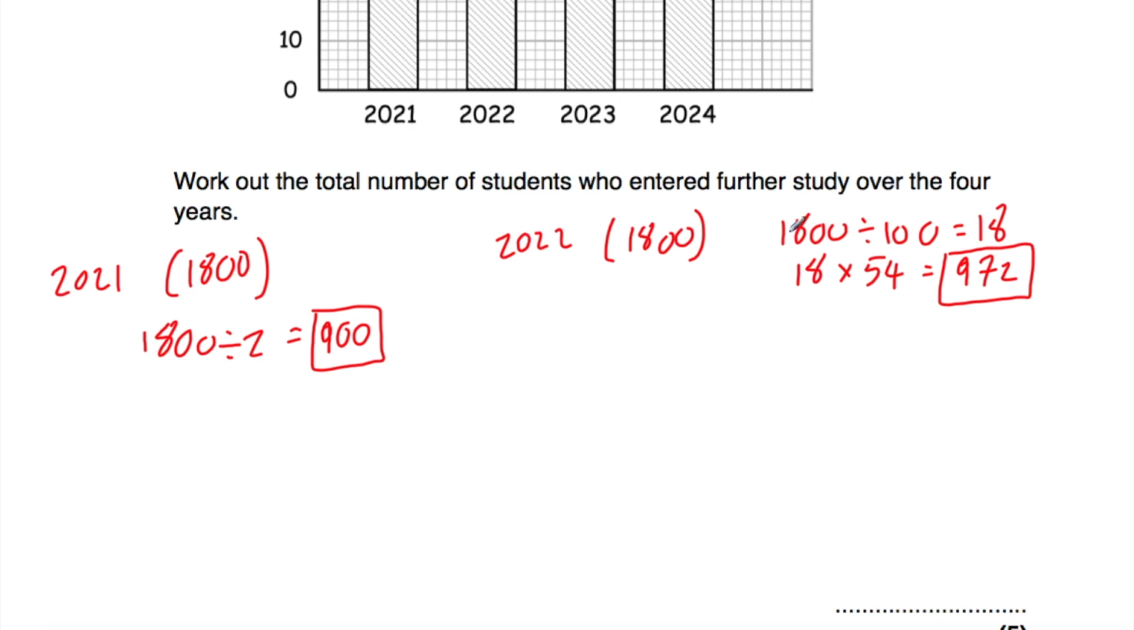An alternative approach there would be to take the total number of students, 1,800, and multiply by 0.54. That's a multiplier, changing the 54% into a decimal, 0.54. And you can just multiply by that 0.54, and that again would tell you 972.